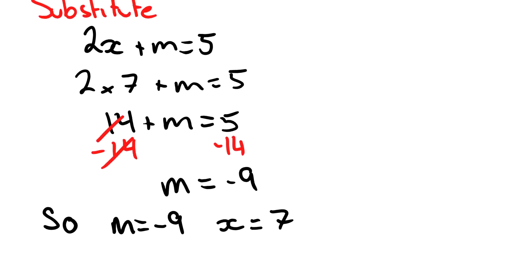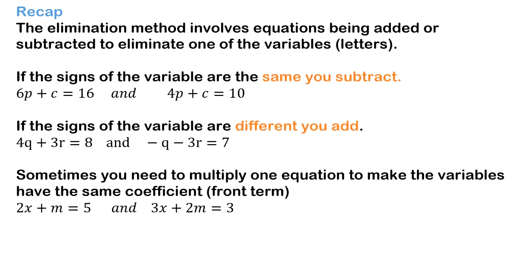Alright? So to recap, what we just covered is, remember the elimination method involves adding or subtracting equations to cancel out one of the variables, the letters. Now if the signs of the variable are the same, you subtract. So that was our 6p plus c and 4p plus c. They had the same sign for c. If the signs of the variable are different, you add them. So in that example, we had plus 3r and minus 3r, so we added those two.